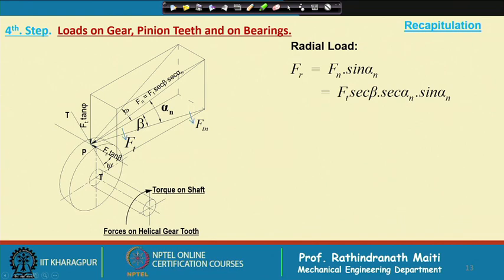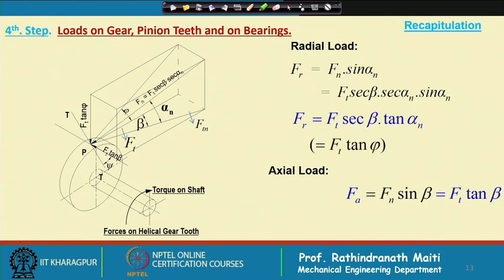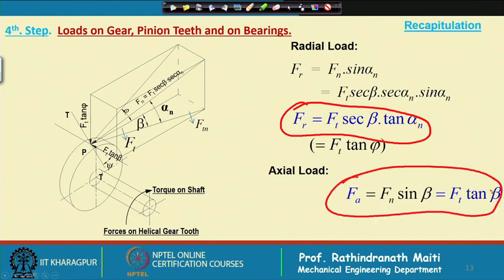So, Fr, the radial load on the gear, finally can be expressed as Ft sec beta sec alpha n and sin alpha n, or simply Fn sin alpha n, and this is actually Ft tan psi, which can also be given. This angle psi can also be given, usually it is better to use this formula. Fr is this one, this is the helix angle, this is the pressure angle, whereas for axial load we use this one. It is clear that if the helix angle is 0, then the axial load will be 0.